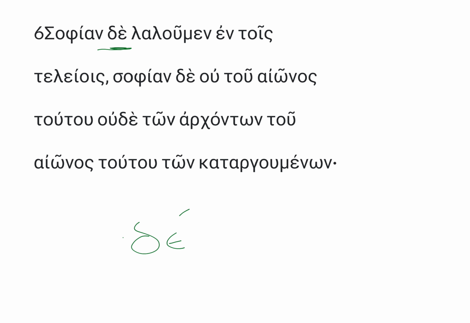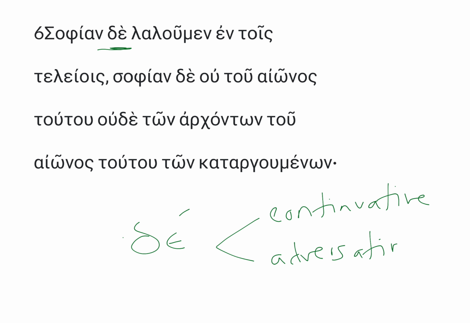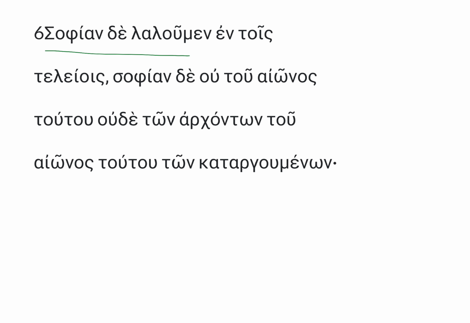This particle de has two basic meanings. It can be continuative, in which case we would translate it as something like moreover, and it can be adversative, which means however or but. It is a weaker adversative than alla, which is a strong adversative, but it is still an adversative. But a wisdom, laloumen, we speak. We speak wisdom en tois teleiois, among those who are mature, who are finished.